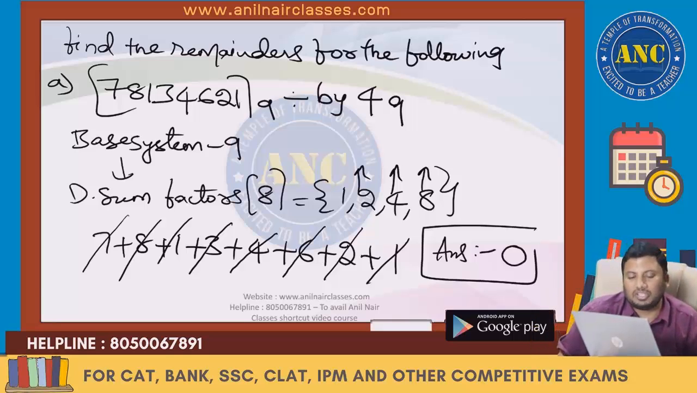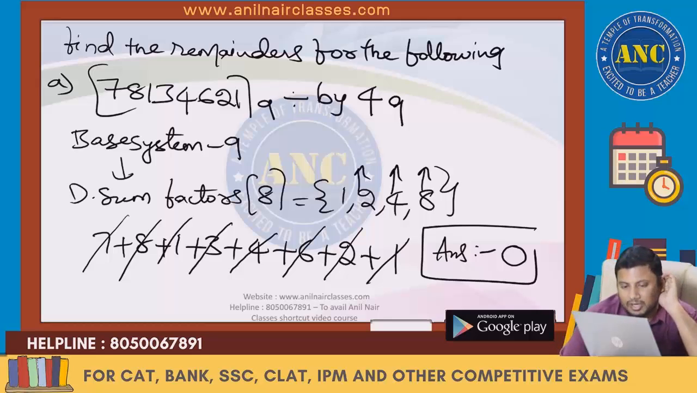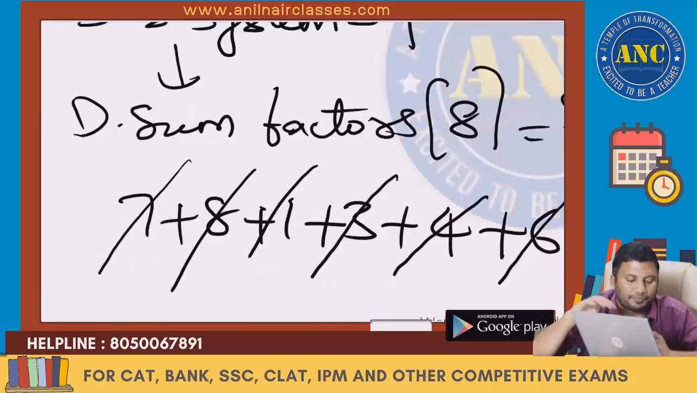In base system 9, digital sum is nothing but the sum of the digits. In base system 10, what will you do? You will delete the digits whose sum is 9. In base system 9, I will delete the digits whose sum is 8. 8 is out. 7 plus 1 is out. 6 plus 2 is out. 4 plus 3 plus 1 is also out.